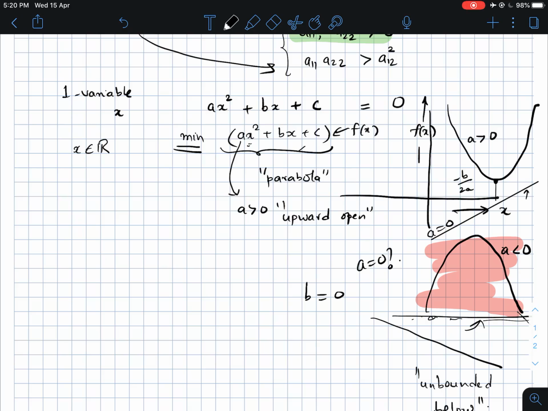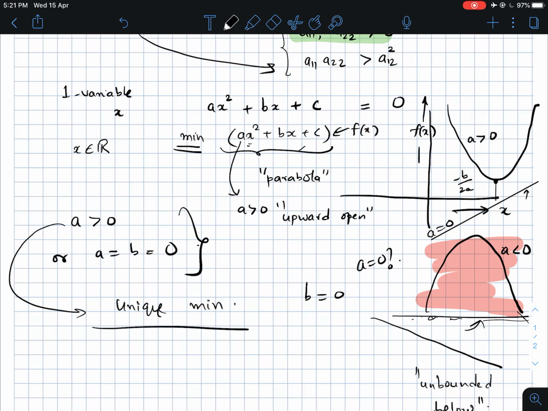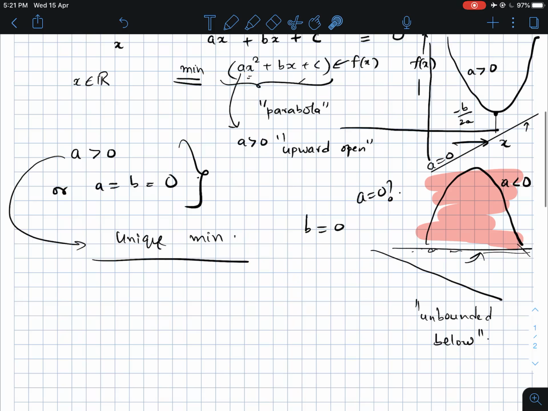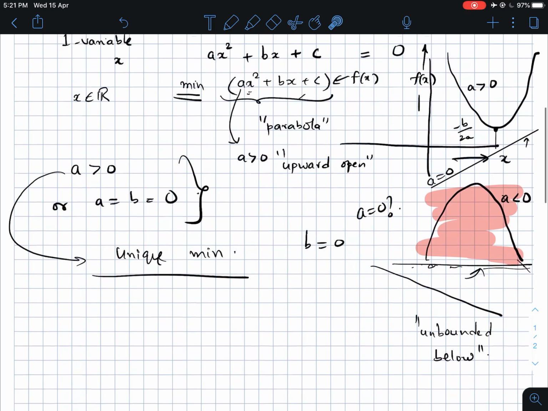So we only need to focus on the case when a is greater than 0, or a equal to b equal to 0. These are the only cases we need to worry about if we have to talk about a minimum existing. Otherwise, the minimum is minus infinity and we forget about it. Out of these two, the case a greater than 0 is the only one where we have a unique minimum. Because in the case a equal to b equal to 0, the function value is c, so every point is a minimum, as I said. So if you want a unique minimum, you better have a positive.